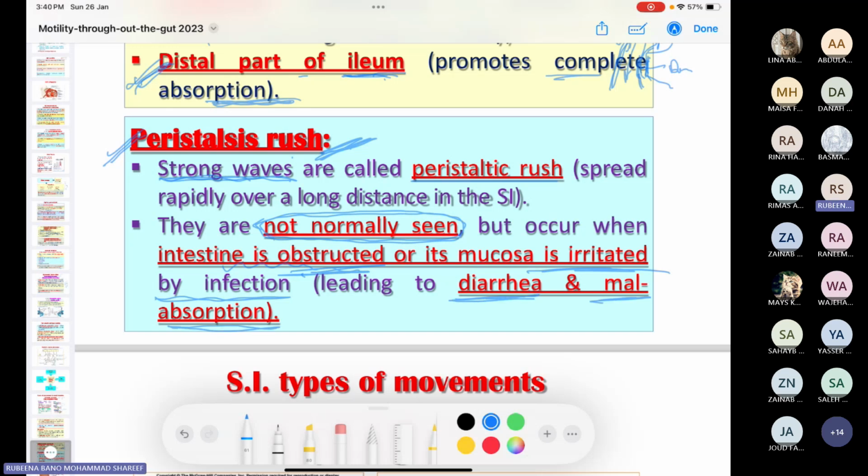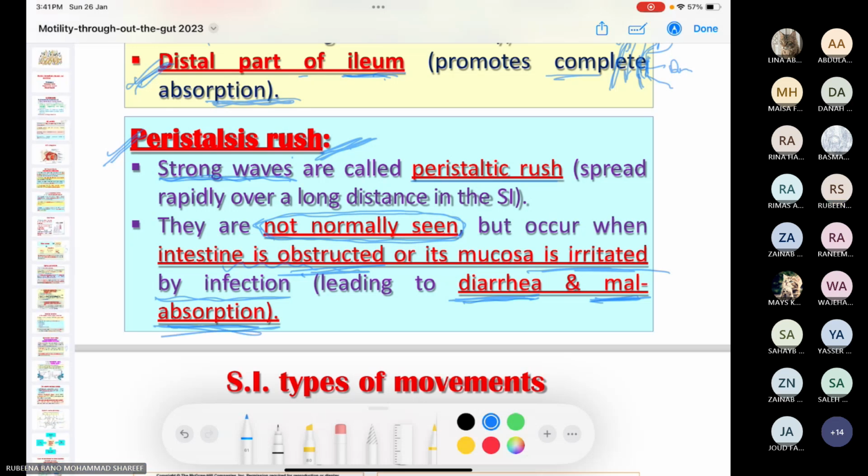Why malabsorption? Diarrhea means loose motions, right? So in peristaltic rush, they are strong peristaltic waves, so food is not staying in the small intestine for the desired time, right? So it is getting propelled into the large intestine, and from the large intestine it is passed from the anus, right? So proper absorption of nutrients is not taking place, so the person will suffer from malabsorption. Okay, malabsorption.